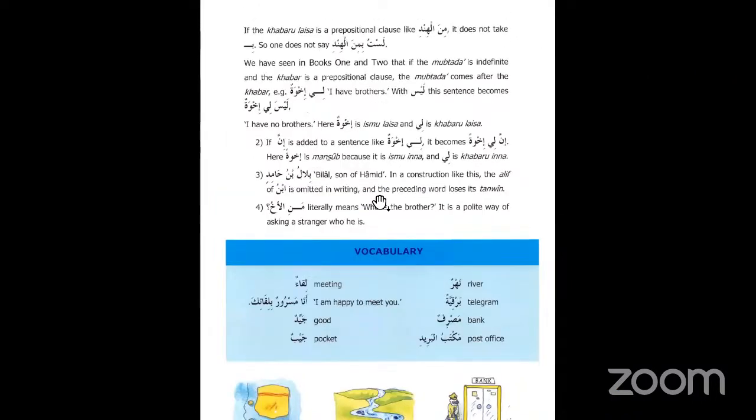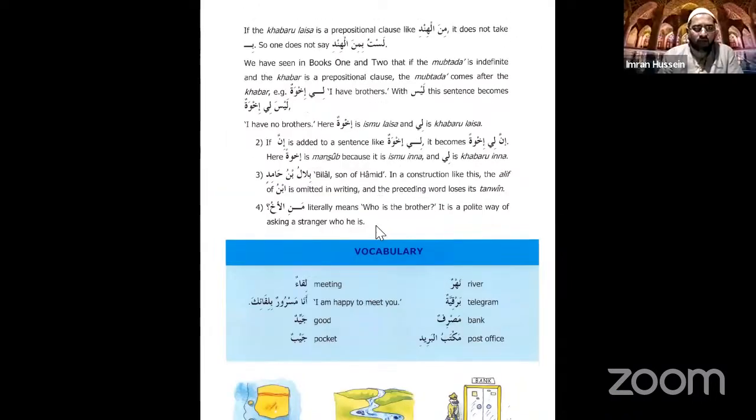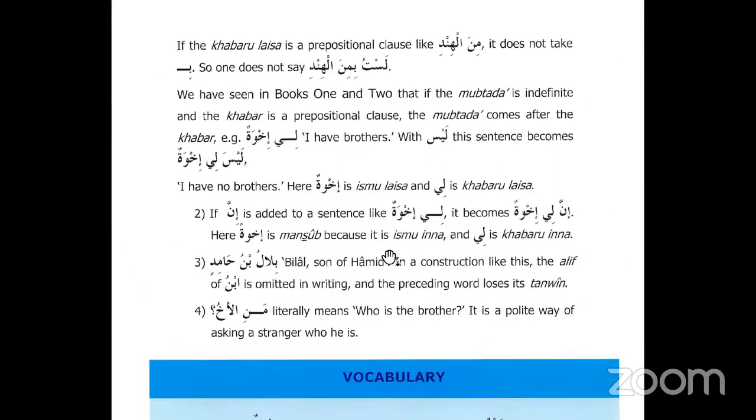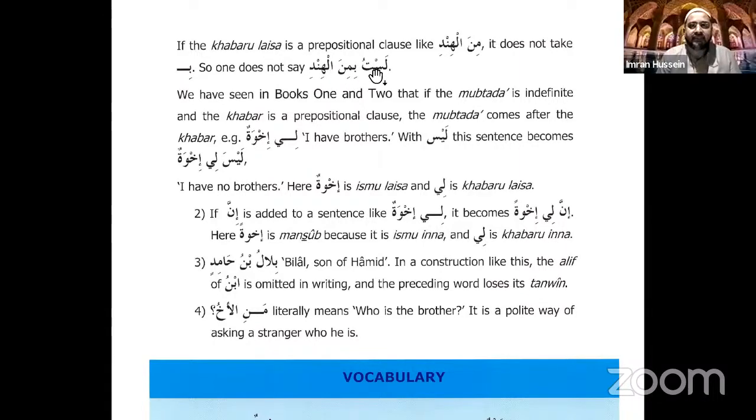This is from the top. Okay. Finally, over here, and then I'll get someone else. If the khabru laysa is a prepositional clause like minal hindi, it does not take ba, so one does not say lastu biminal hindi. So what do we say then? Just lastu minal hindi. Whenever there's a preposition, there's no need to add ba.